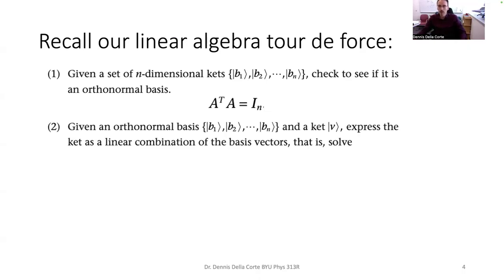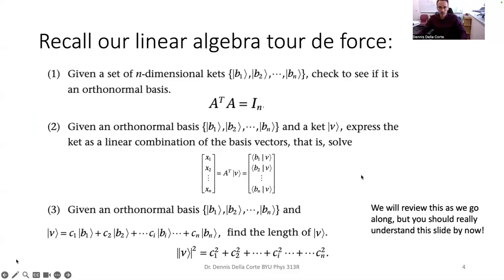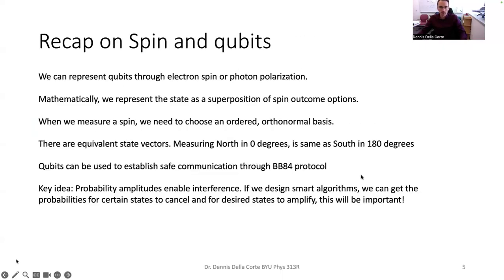Given that we have an orthonormal basis, we can now take any vector in n dimensions and represent it as a linear combination of these vectors. We do that by solving the system A transposed multiplied by the vector we want to express. And the coefficients that we find here are what we call the probability amplitudes. Once we have these probability amplitudes, C1, C2, and so on, we can use those to calculate the length of the vector by using effectively the Pythagorean theorem in higher dimensions. Okay, great. So you should be able to do this by now.